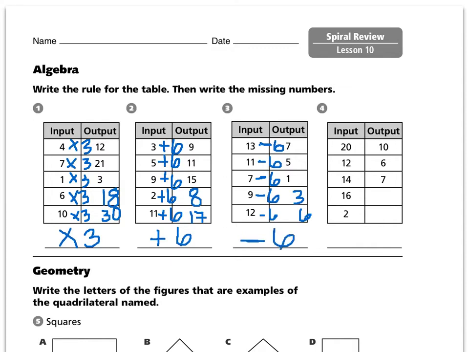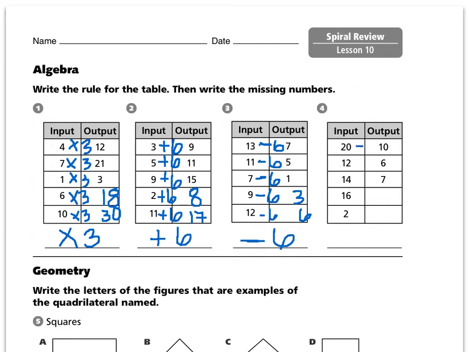Number 4, I'm going from 20 to 10, 12 to 6, and 14 to 7. I can see that I'm going down, so I'm either subtracting or dividing, and I can tell that 20 minus 10 would be 10. 12 minus 10, though, would not be 6, it would be 2.